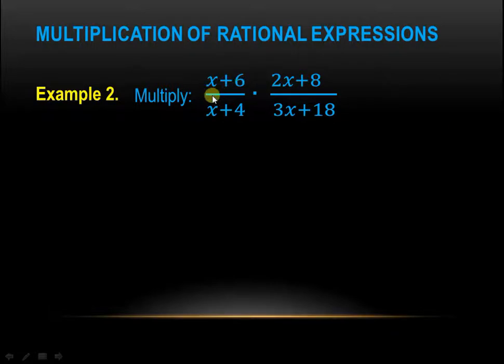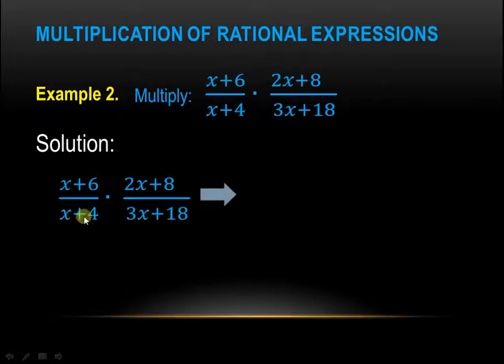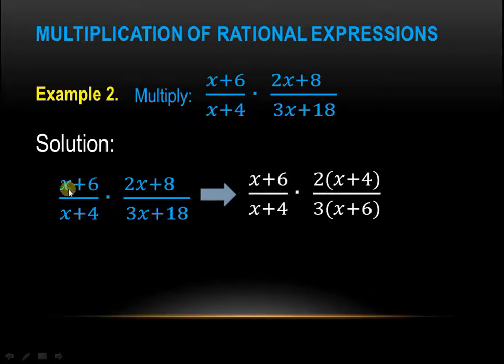Multiply x plus 6 all over x plus 4 times 2x plus 8 all over 3x plus 18. Again, I just copied it. In this situation, we cannot cancel the x here, because the operation here is not multiplication. We could only cancel if the operation is multiplication, or they are totally the same. Can you think of an expression we could cancel here? Since I cannot factor this and I cannot factor this one, I just copied it. But this one I could factor by 2, so it looks like this.